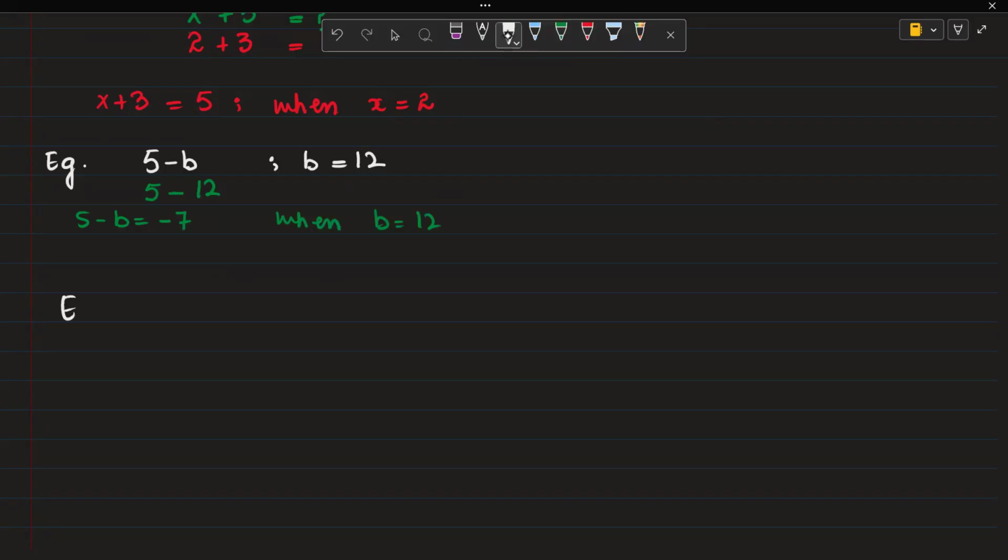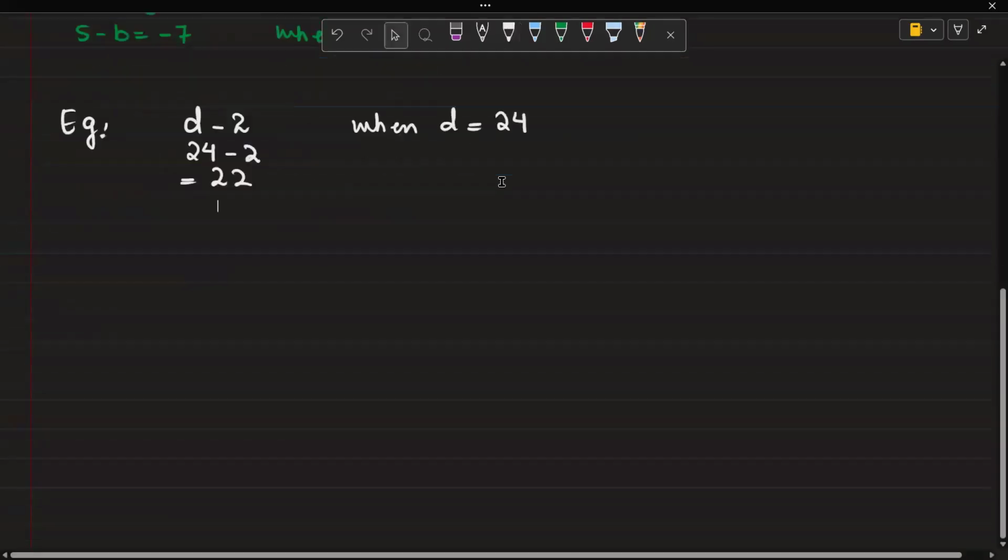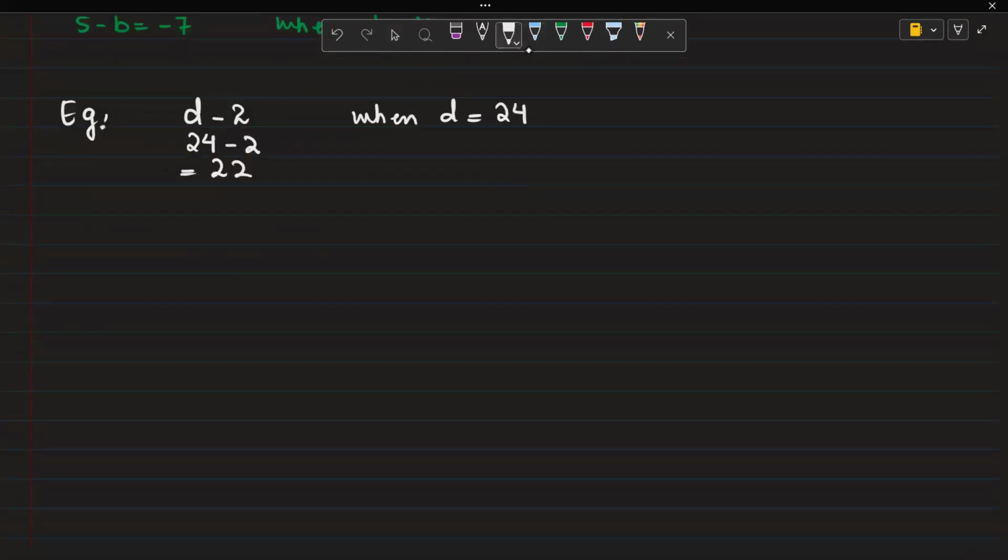Let's try one more example. We have d minus 2 when d is equal to 24. So we need to substitute d as 24 minus 2, which is equal to 22. Then we go to multiplication.